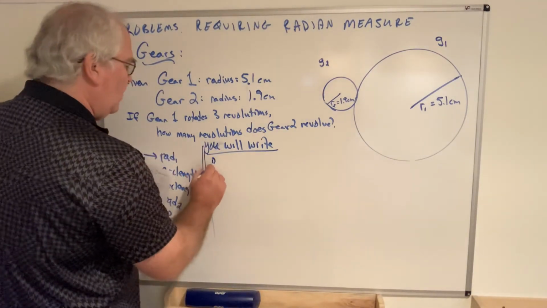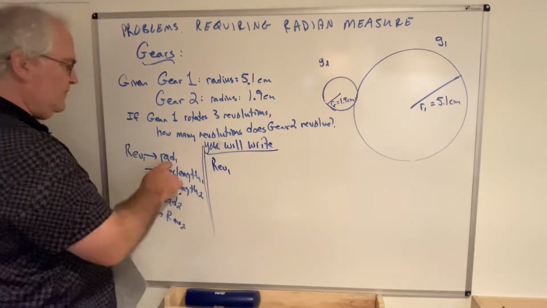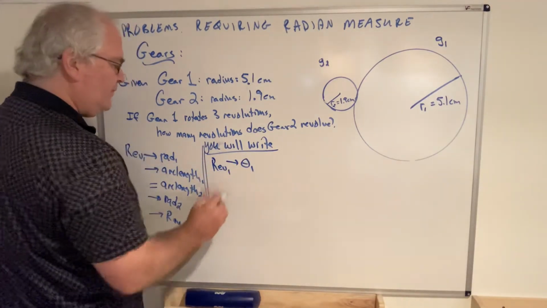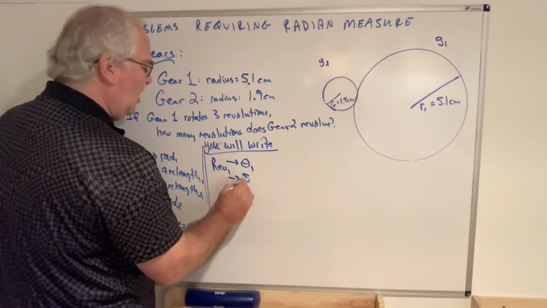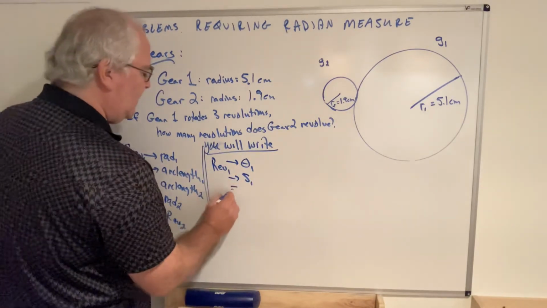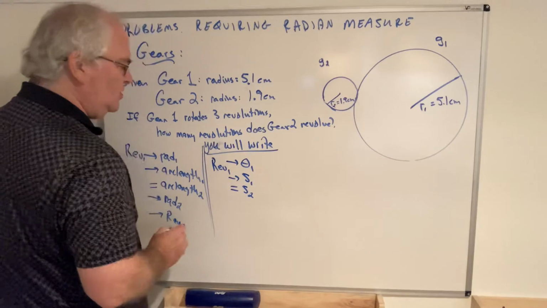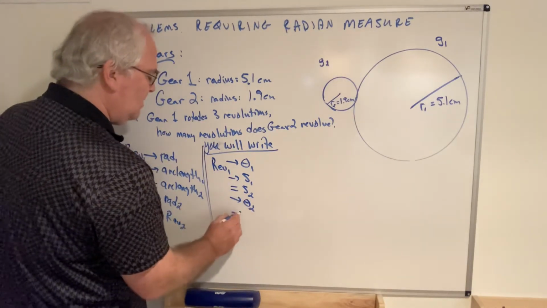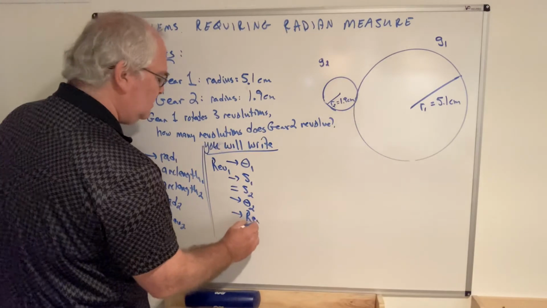We're going to start with revolution 1 and use that to find theta 1. Use that to find arc length 1. That's equal to S number 2. Use that to find theta 2. And then use that to find revolution 2.